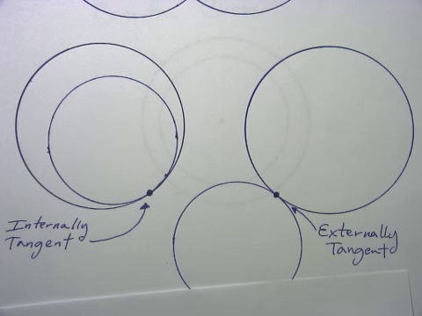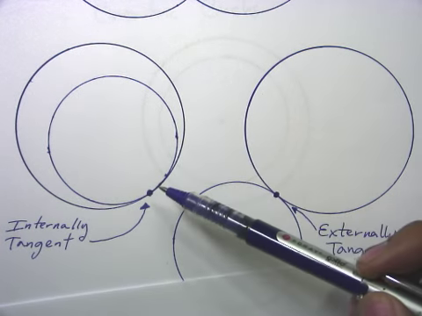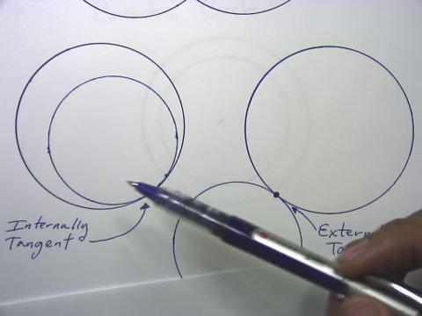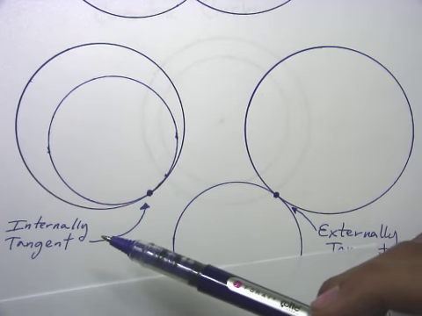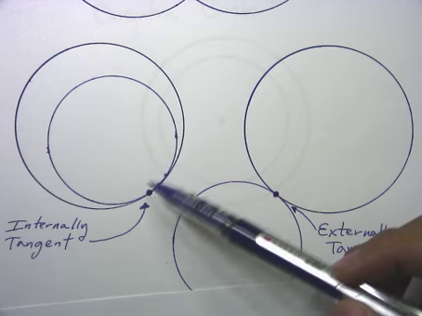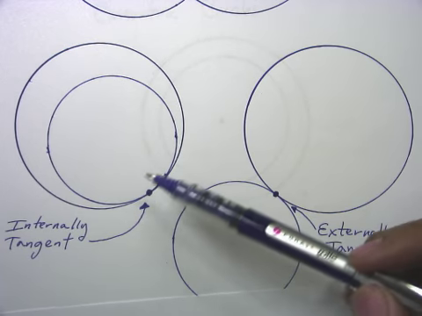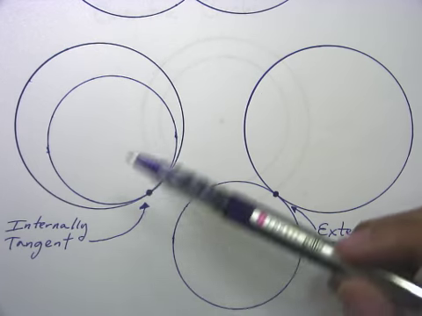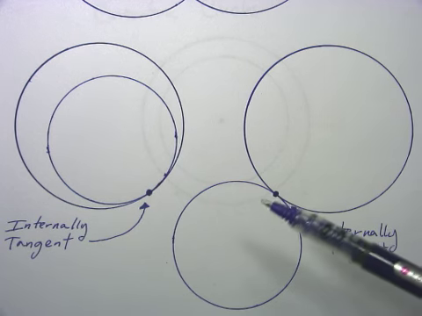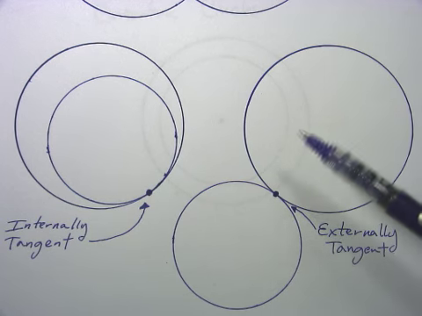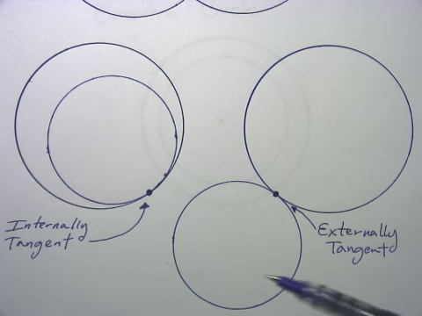If we look here, we can see 2 circles touching at 1 point. When 2 circles touch at 1 point in this manner, they are called internally tangent. They are tangent to each other because one of the circles is inside the other. So they are internally tangent.